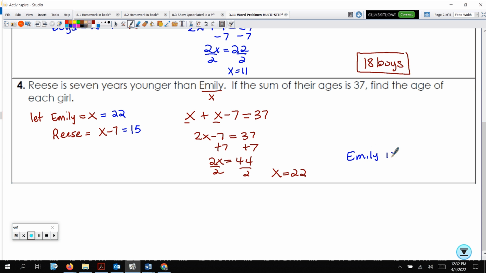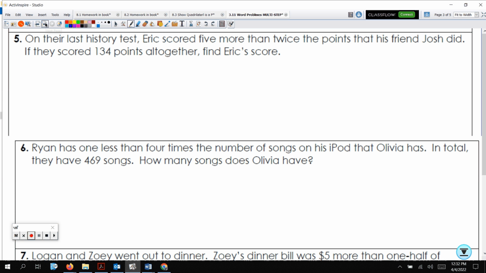So Emily is 22, and Reese is 15. All right, fabulous. One more, and we're done the front side here. All right. Let's look at number 5.